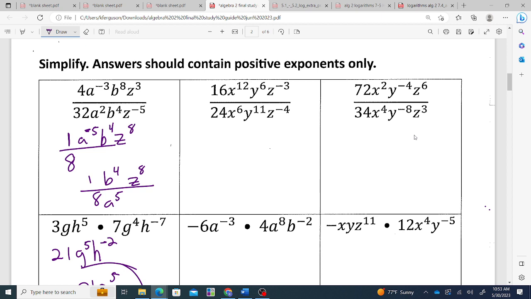No, you don't. I just wrote the 1 so people would understand where it's coming from. You ordinarily don't write the 1.